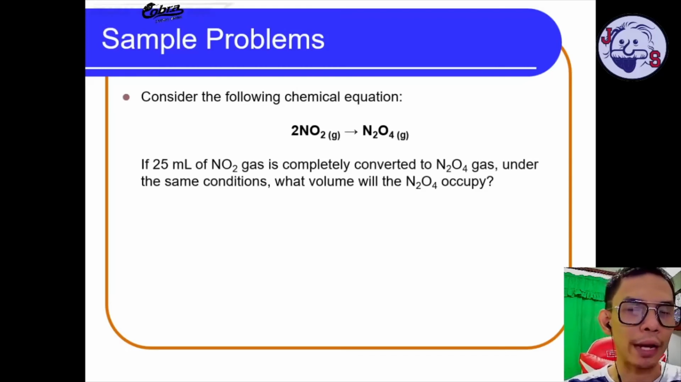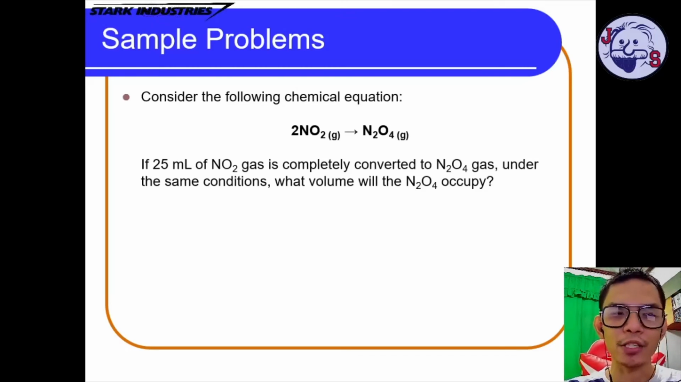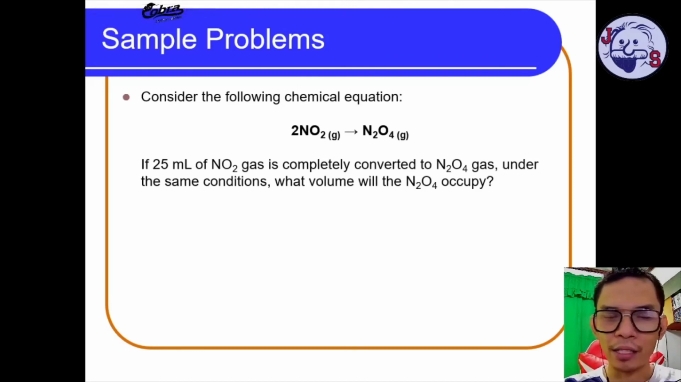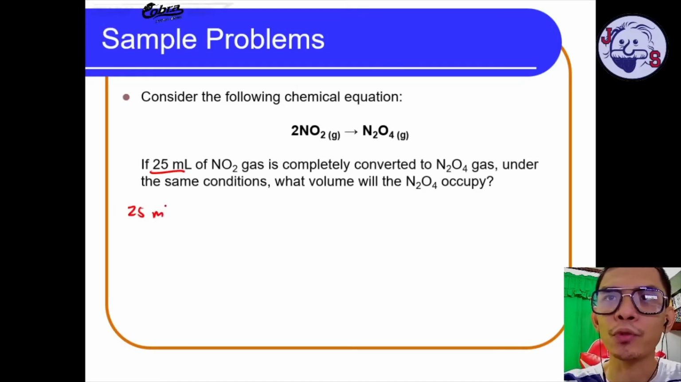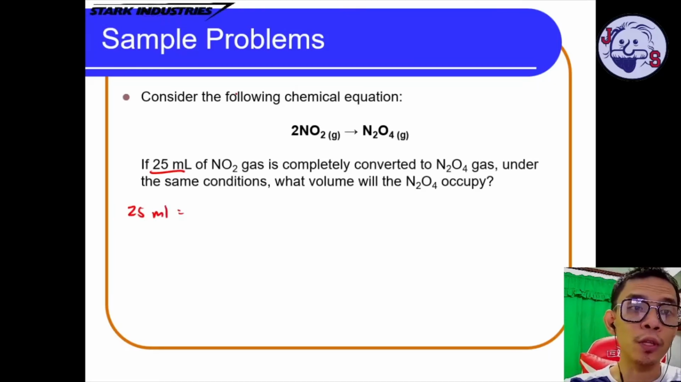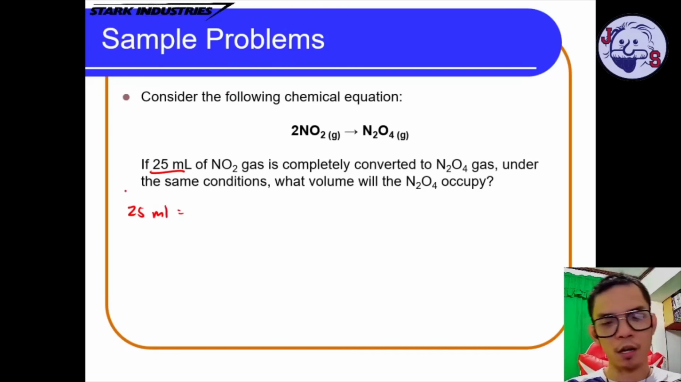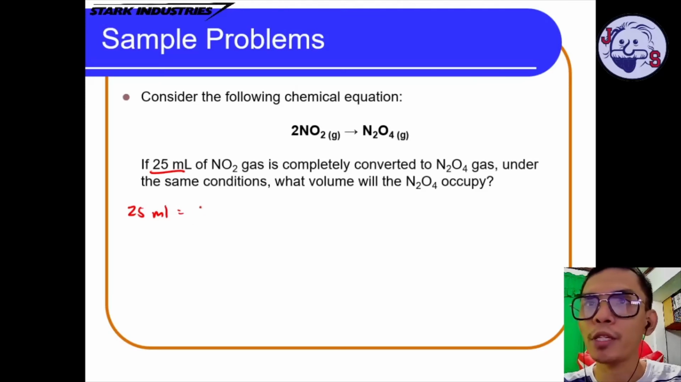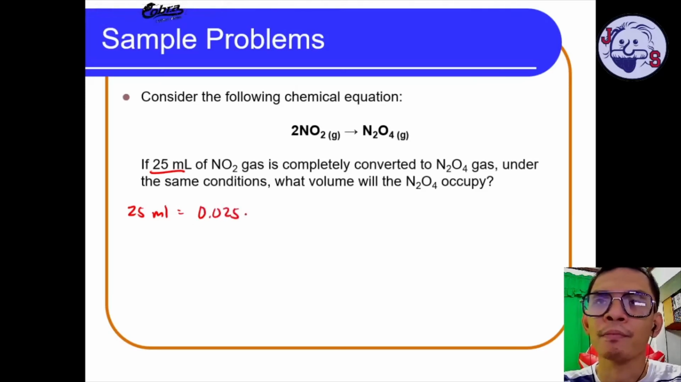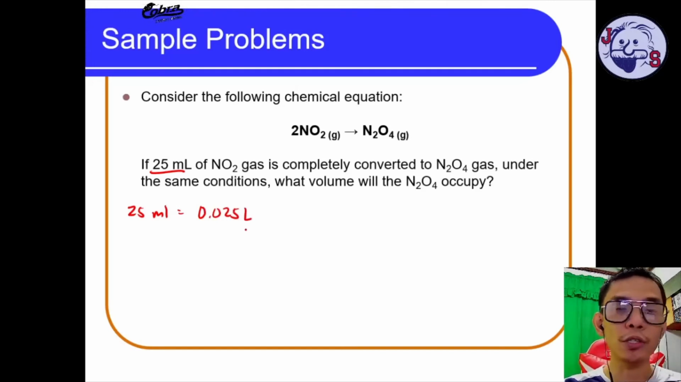Again, you can pause this video and answer this problem independently. The first thing that you need to do is convert the units that are not in the standard unit that we are going to use in this problem. The first one is 25 ml. So 25 ml is converted into liters. We divide it by 1,000, so that will be 25 over 1,000, which is 0.025 liters.